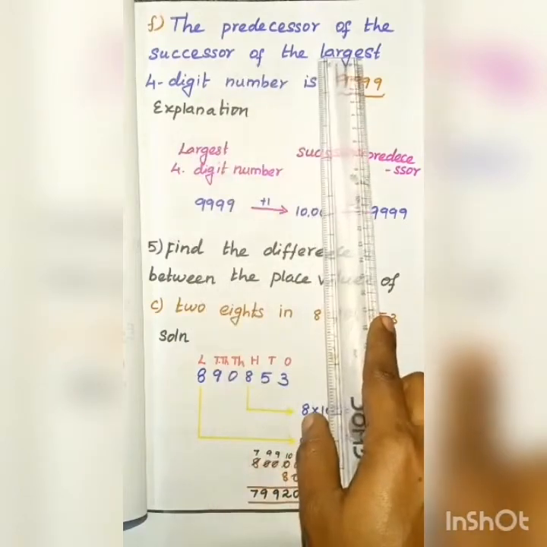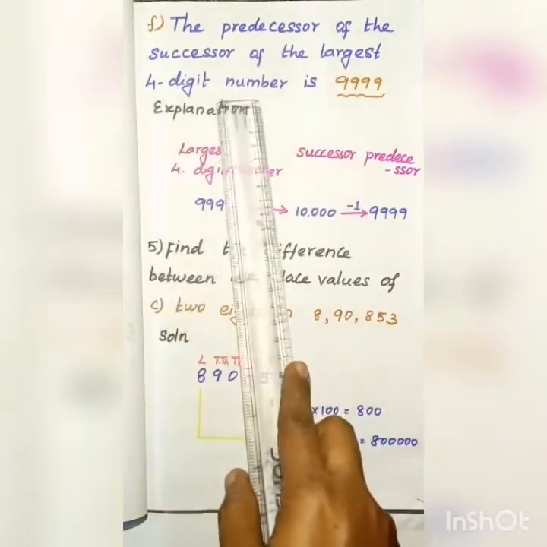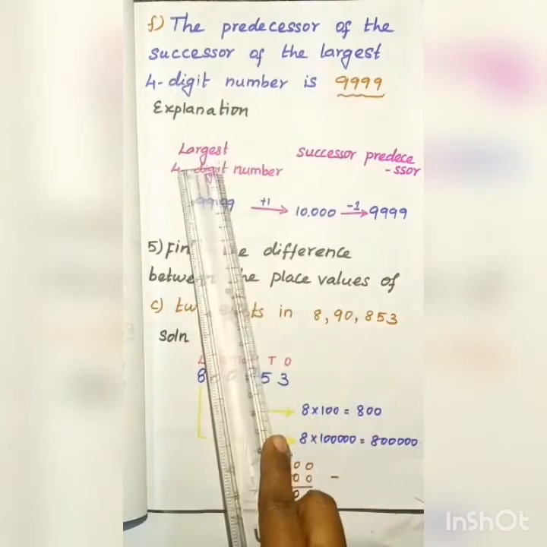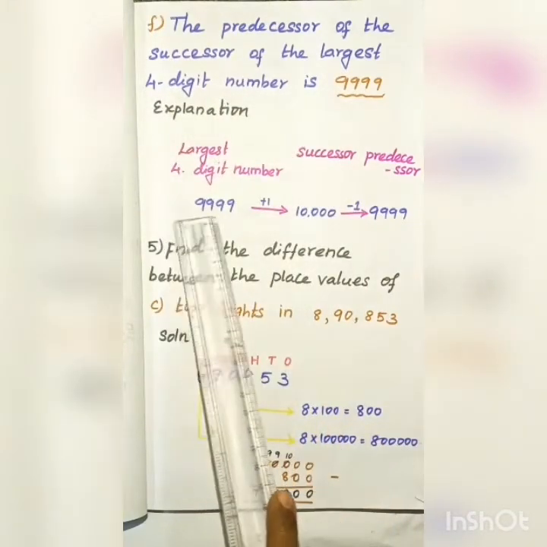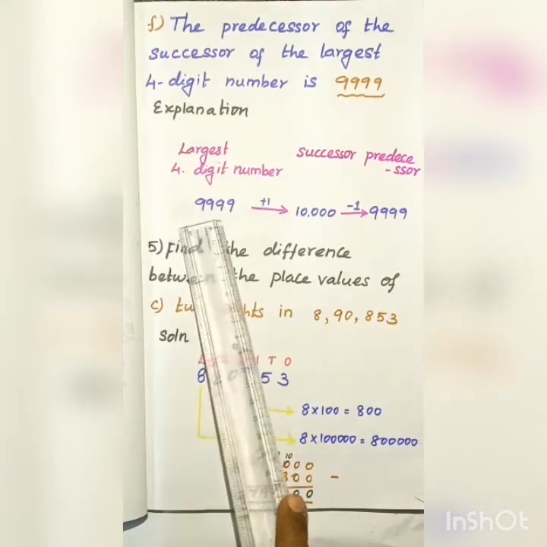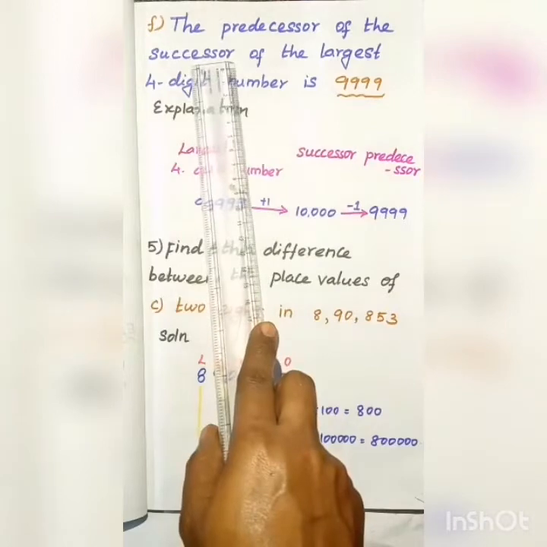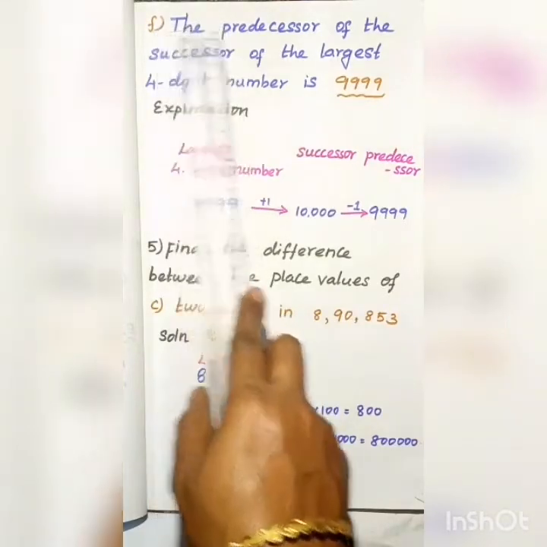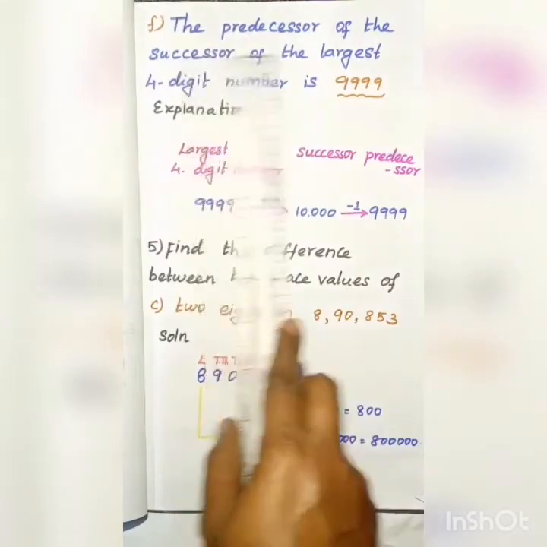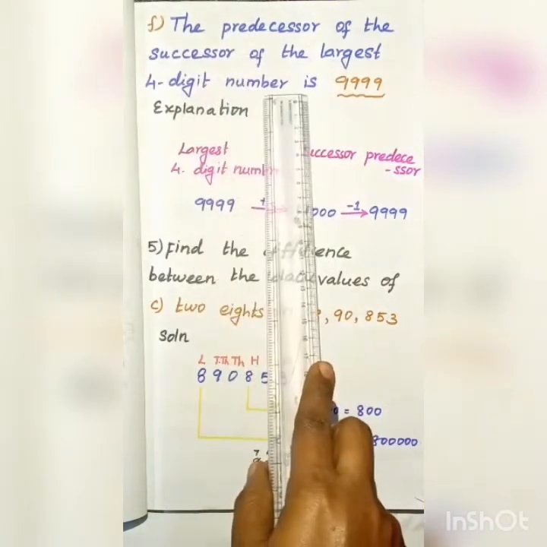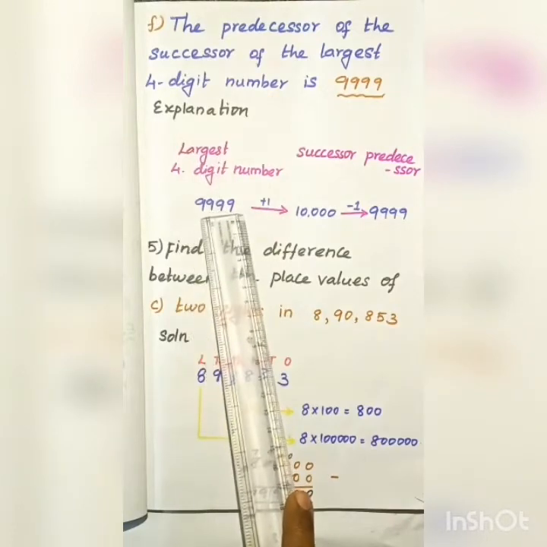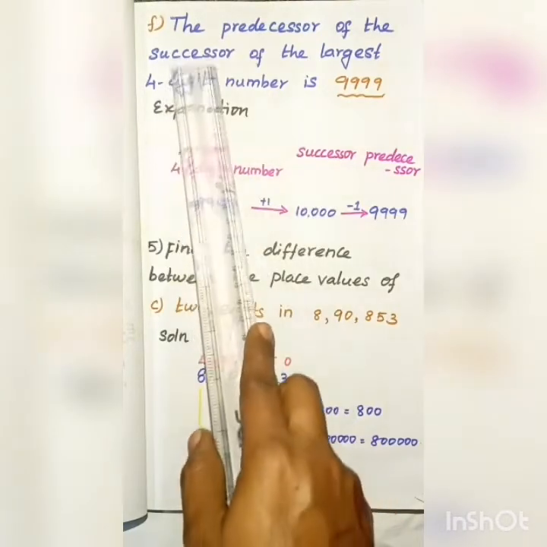First, they have given the largest 4-digit number. They ask what is the largest 4-digit number? 9999. Next, you have to find the successor. The question asks for the predecessor of the successor of the largest 4-digit number. The largest 4-digit number is 9999, and you first have to find the successor.